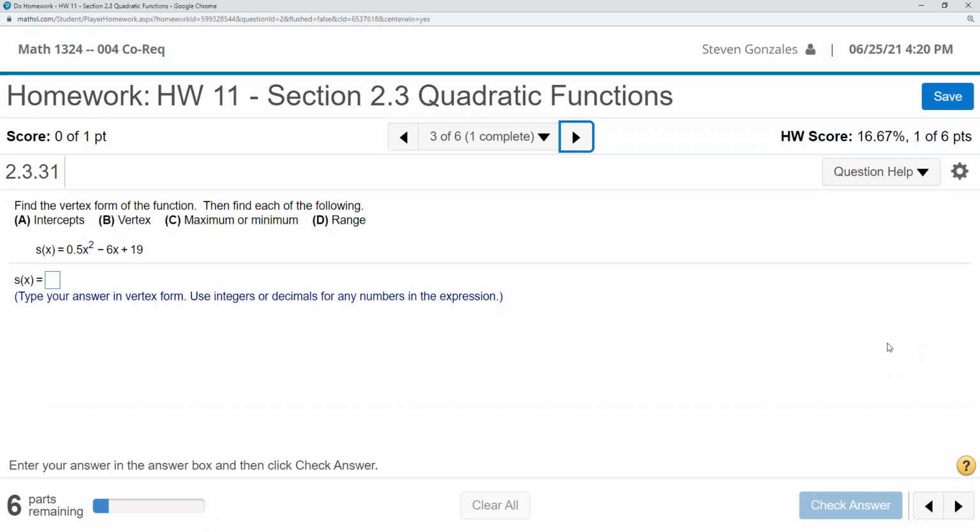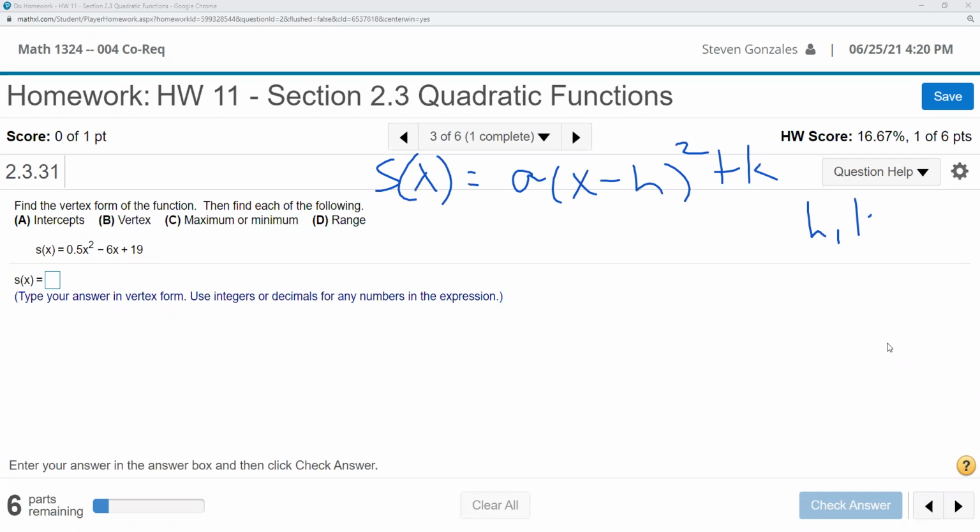Let's find the vertex form of the function. What you have to understand about vertex form is that it's a form that's written this way. And the nice thing about this form, H and K is the vertex, and you're going to find out that the vertex is either the low point of a function or the high point of a function. Let's talk about that a little bit further.